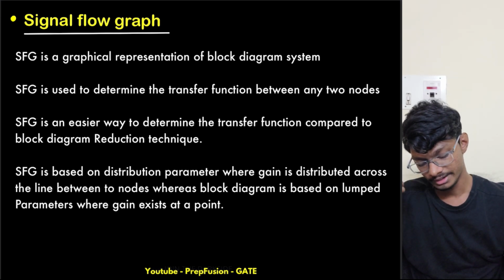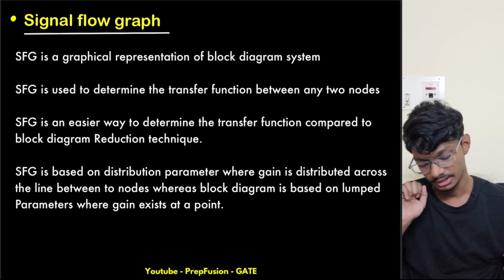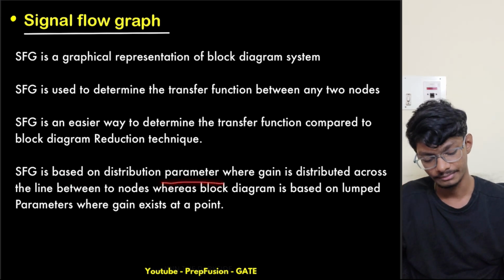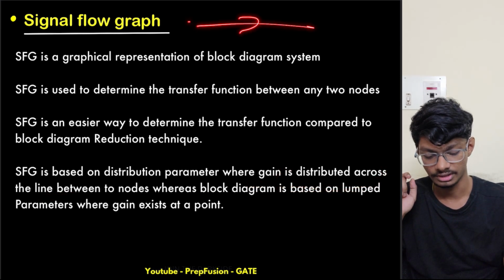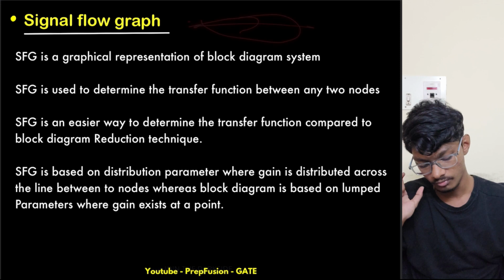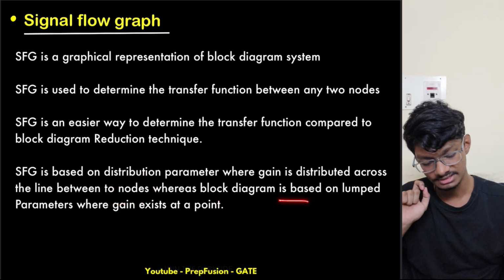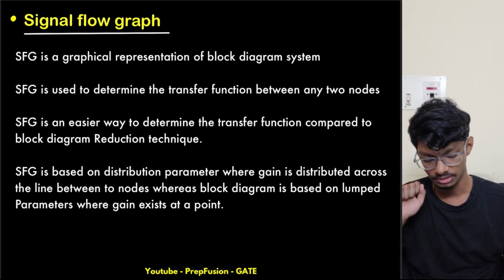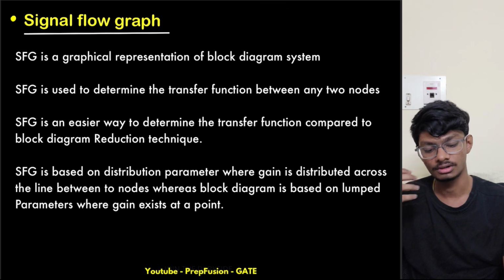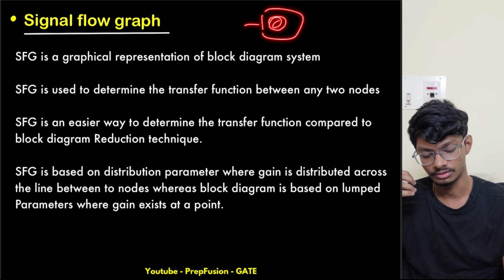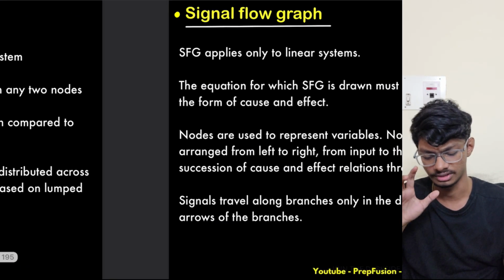Also, this is just for knowledge purposes, not that important. SFG is based on distributed parameters, where gain is distributed across the line. Like we have a line, right? So gain is distributed across its whole line between the two nodes, whereas a block diagram is based on lumped parameters, where gain exists at a point. Gain exists at this point only. This is just for knowledge purposes, not that important.